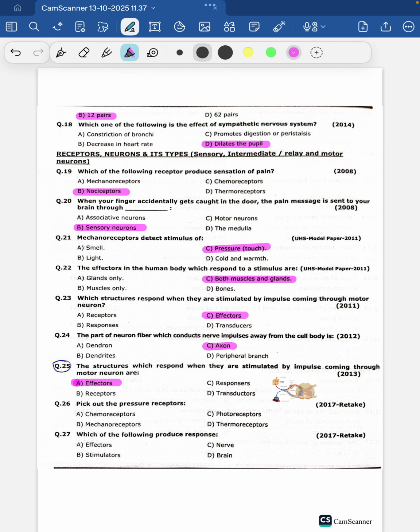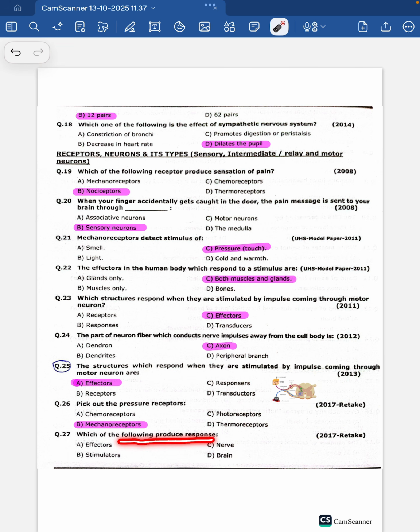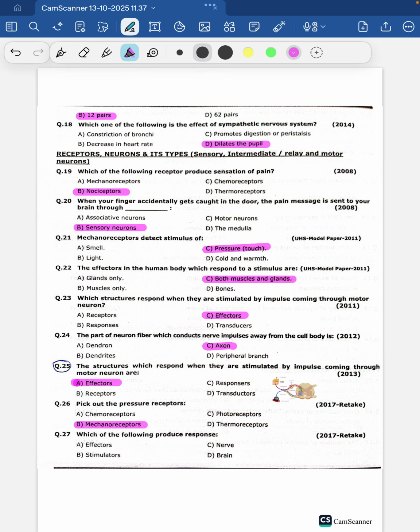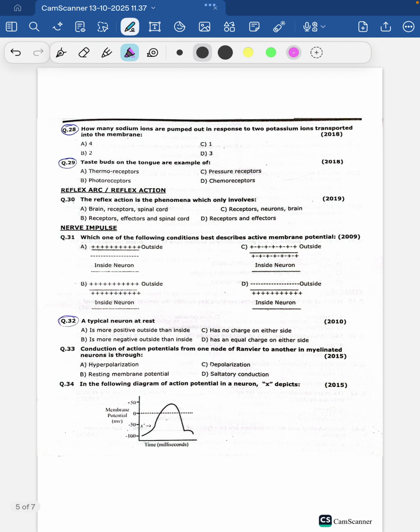Pick out the pressure receptor. Pressure receptors, obviously the mechanoreceptors, because mechanoreceptors receive the mechanical stimulus, and that mechanical stimulus may be touch or pressure. So mechanoreceptor will be the right option. 27. Which of the following produces a response? Effector. How many times will you ask? Effector produces the response. Yes.